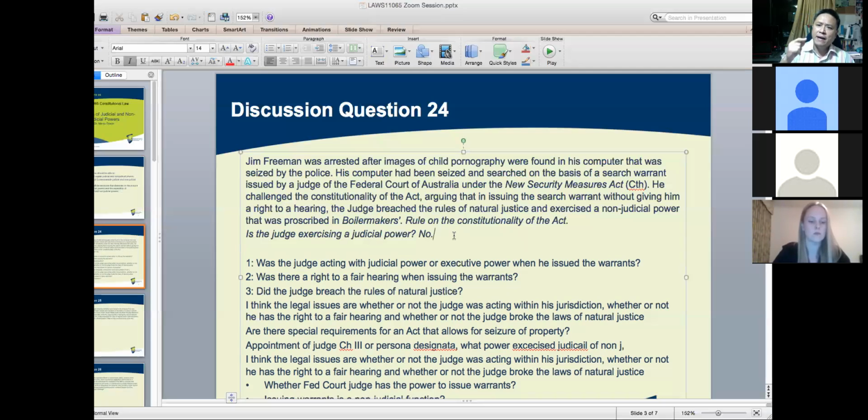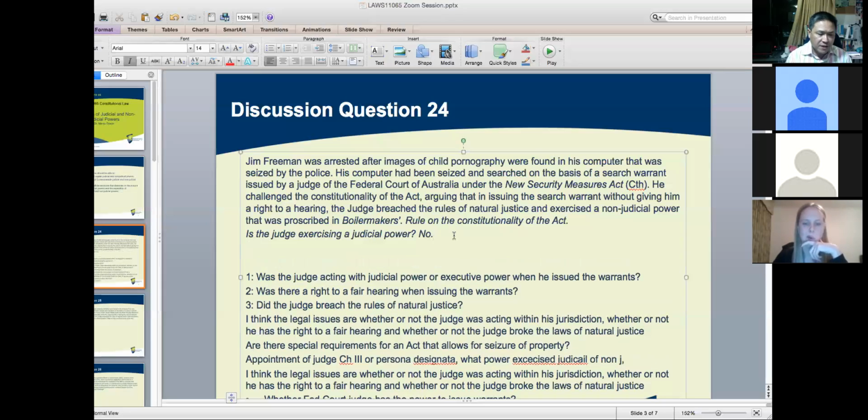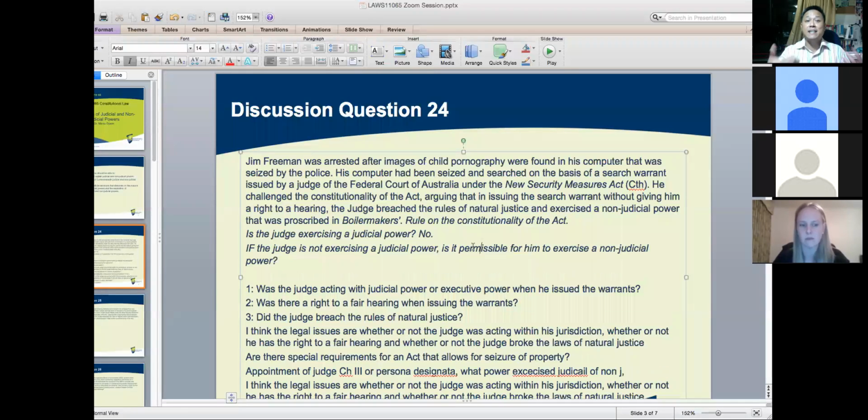But we know that under the Boilermakers doctrine, it is not permissible for federal courts to be vested with non-judicial power. So we have a problem here. If the judge is not exercising a judicial power, is it permissible for him to exercise a non-judicial power? That's the second legal issue.